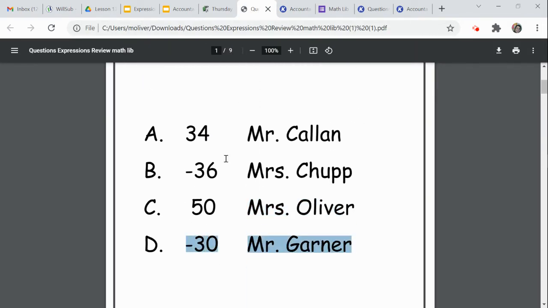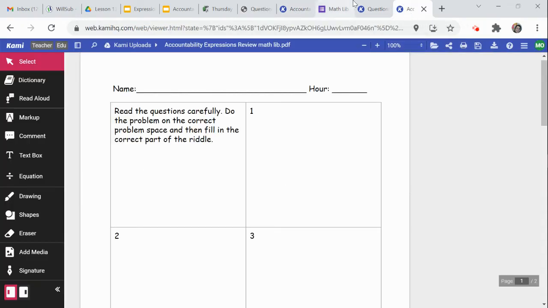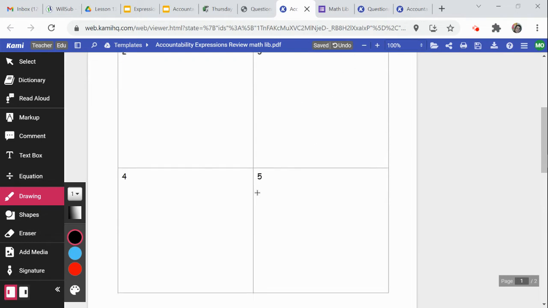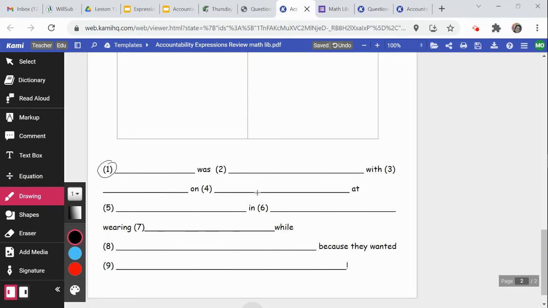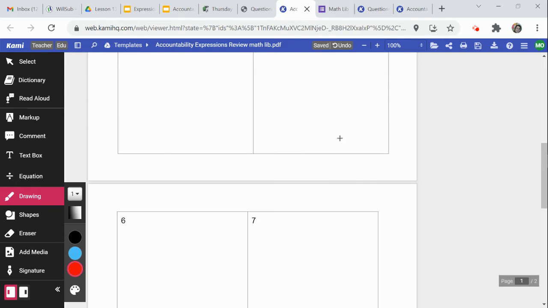Mr. Gardner. So under my accountability sheet that I just did my work on, I'm going to scroll down to where it says 1. And that's where you put your answer with it. So Mr. Gardner. This is going to make a crazy story that makes absolutely no sense. So there's really no rhyme or rhythm with the story. And then you're done with that.